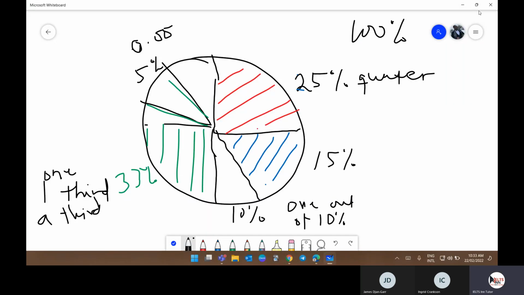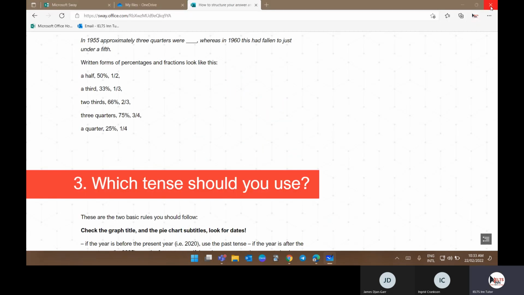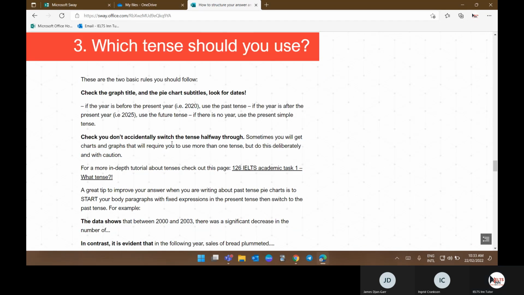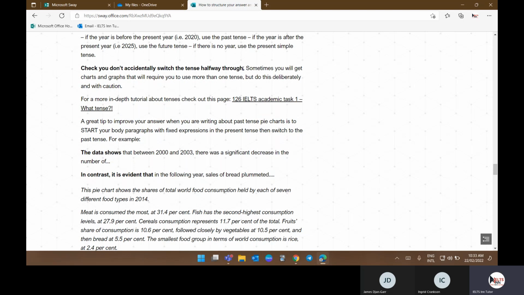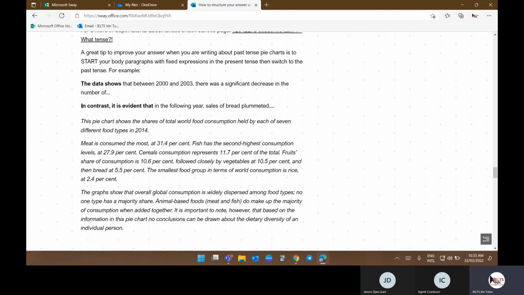So please, this is what you are supposed to do. I hope it's clear. Then let's go back to our essay. I also check for the graph title. Because we've done this in the past, I'll just touch on them quickly. Check for the graph title, and look for the date, because you have to use the tense according to the date. In contrast, find evidence in the following years.